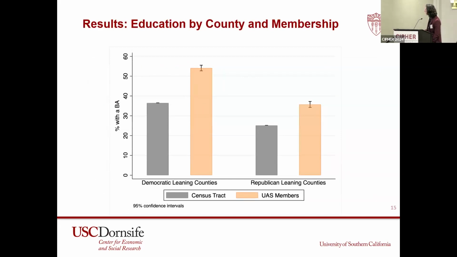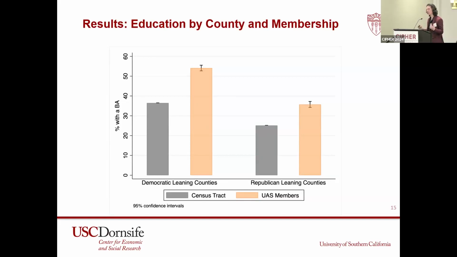And you can kind of see these results when looking at our own membership. So if you were to just pull someone out at random, out of the census tracts that we've sent recruitment packages to, in Democratic-leaning counties, about 35% of them would have a bachelor's degree. But in our sample of members, it's about 55%. In Republican-leaning counties, you'd expect about 25% of them to have a bachelor's degree. But in our members, it's almost 40%. So actually, the education gap between Republican and Democratic counties is larger in our membership than it is in reality.